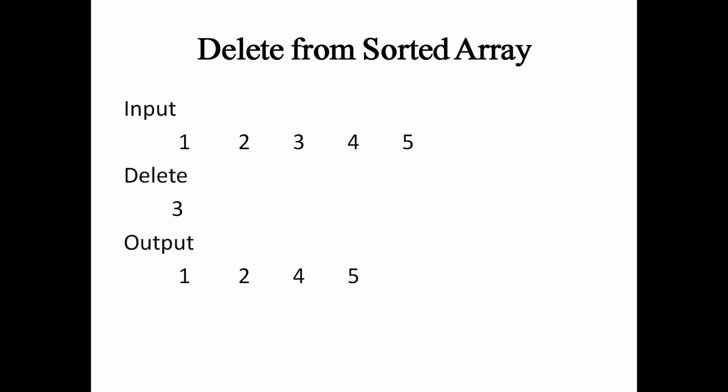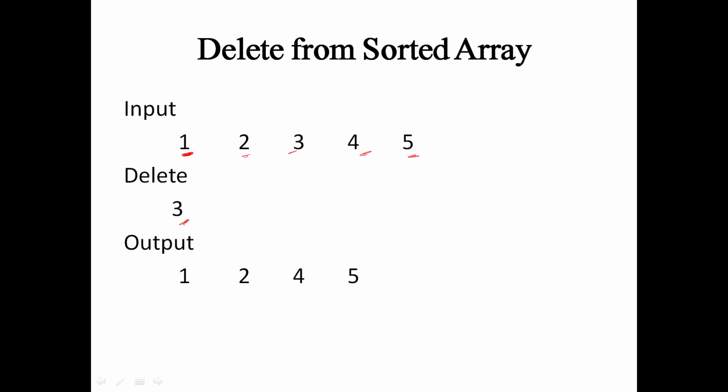So in a sorted array, how do you delete elements? Suppose our array has elements 1, 2, 3, 4, 5. Now delete 3. Okay. How do you find 3?